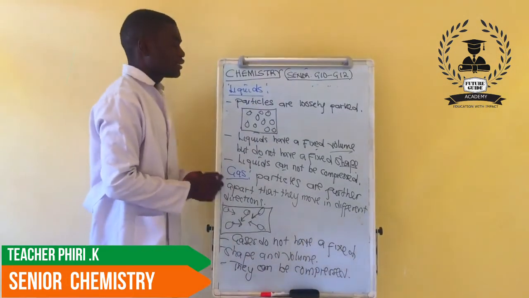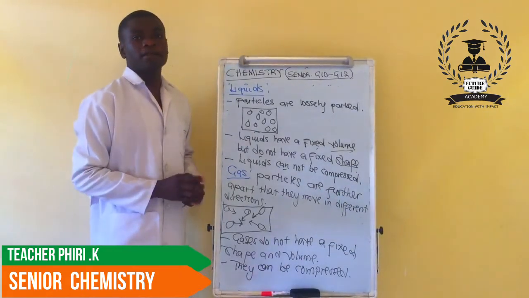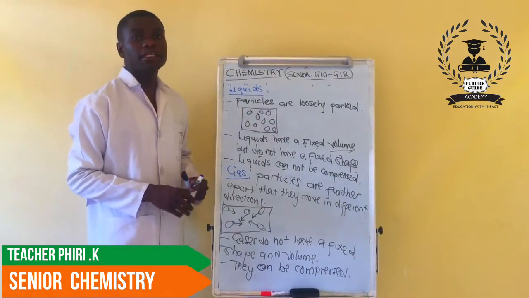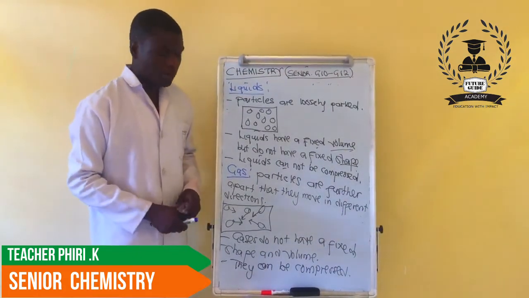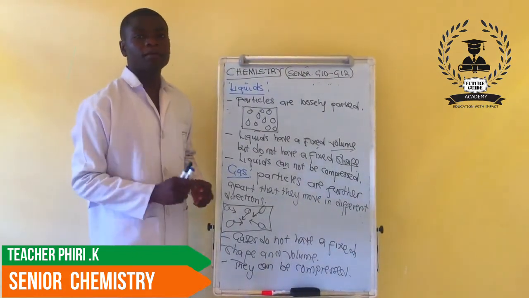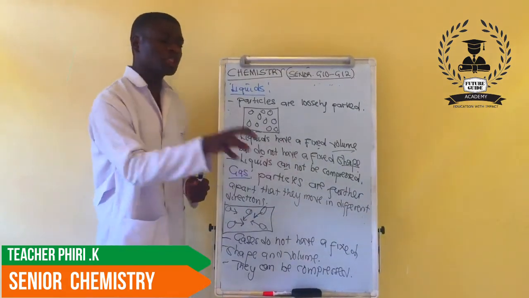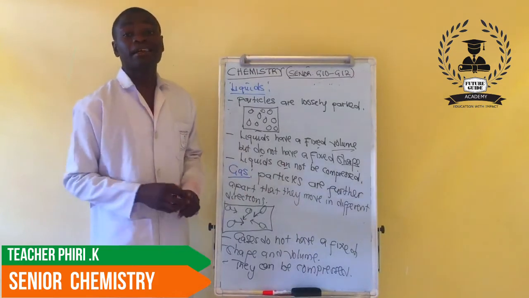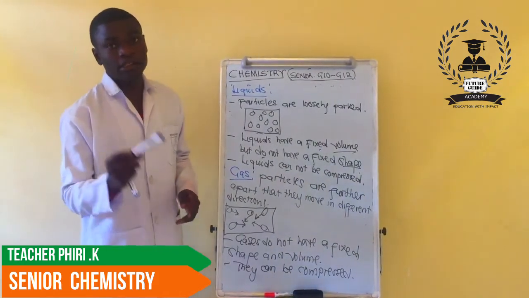So all these identify the three states of matter. I hope you have understood the properties as well as the arrangement of particles, because this is where we are going to end today. Next time, we are going to look at changes of state of matter from one state to another. How does matter change? For now, if you have got any questions, send them through.